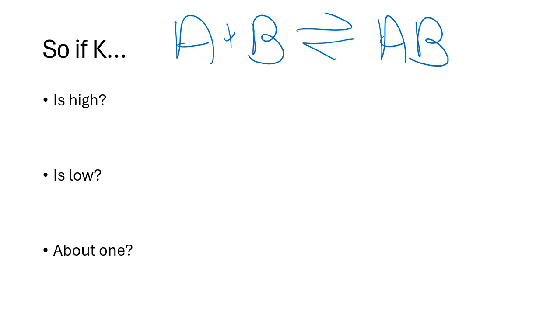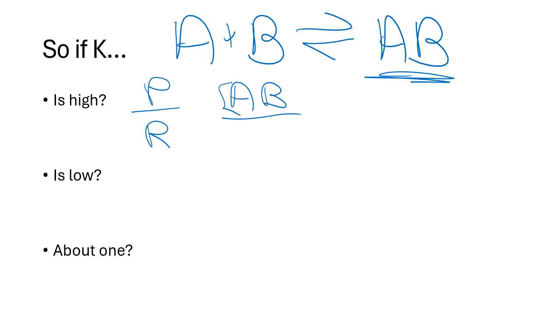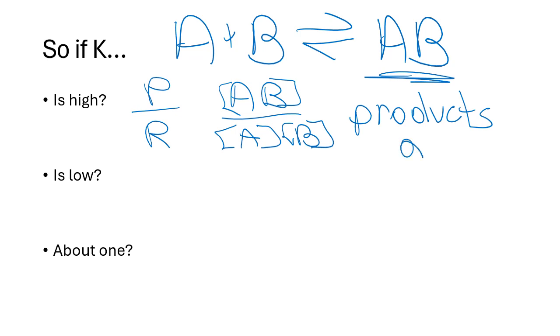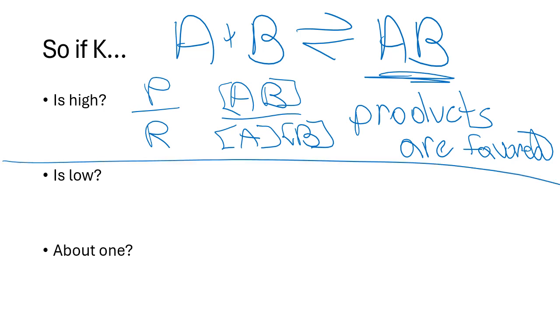And so if K is high, so keep in mind you have, let's say, A plus B forming AB. And we always know it's products over reactants. So let's say AB is very favorable. That means that AB, its concentration, is much higher than A and B. And so the products are favored, or there's always more products than reactants.